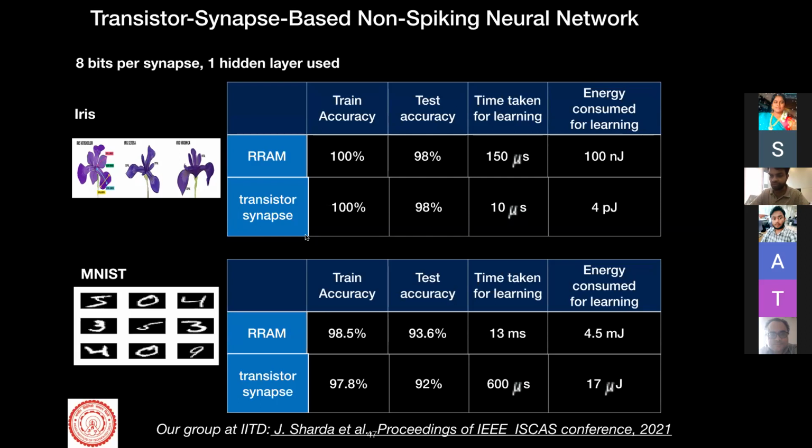Have you heard of the CIFAR-10 dataset or CIFAR-100 dataset? Yes. So if I want to do MNIST, do I really need a convolution network? Yes or no? MNIST can work with the fully connected network also. Exactly. So my point is that if I use a fully connected network with 1 or 2 hidden layers, this transistor synapse will work.